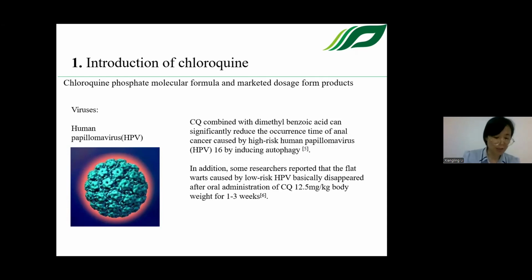So, based on this report and also the experimental data from our previous cooperating laboratory, we decided to develop CQ for anti-HPV infection. However, the disease caused by HPV usually occurs locally, but the existing CQ tablet and injection are not convenient to use. Therefore, we decided to develop a new formulation of CQ for infected skin and the cervix.